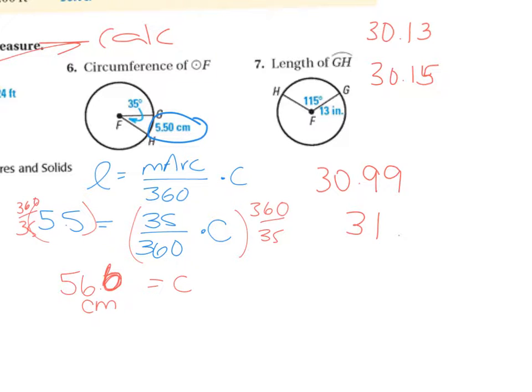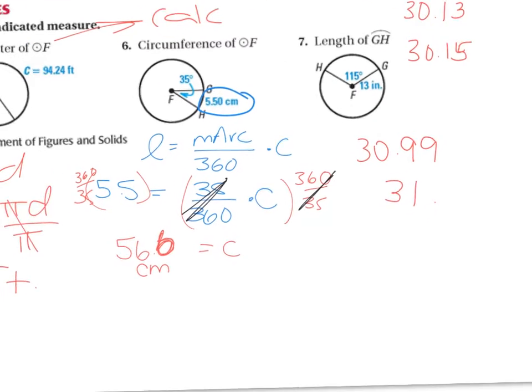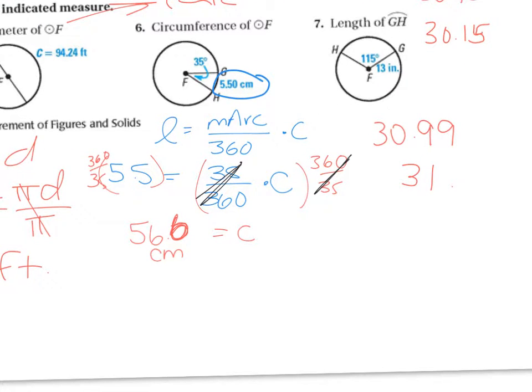What did you do with 360 over 35? I just multiplied by the reciprocal. But I could have multiplied by 360 and then divided by 35, because it will cancel from here, right? This would cancel from here. You could do it in 2 steps or together. But I want to get rid of the 360 and the 35.